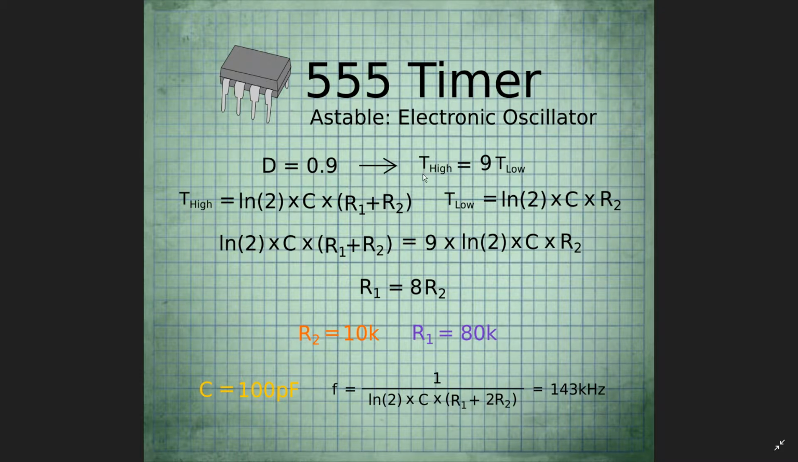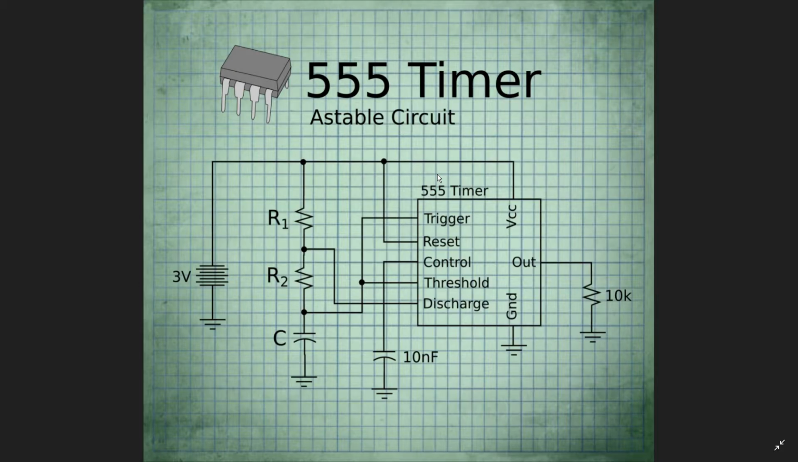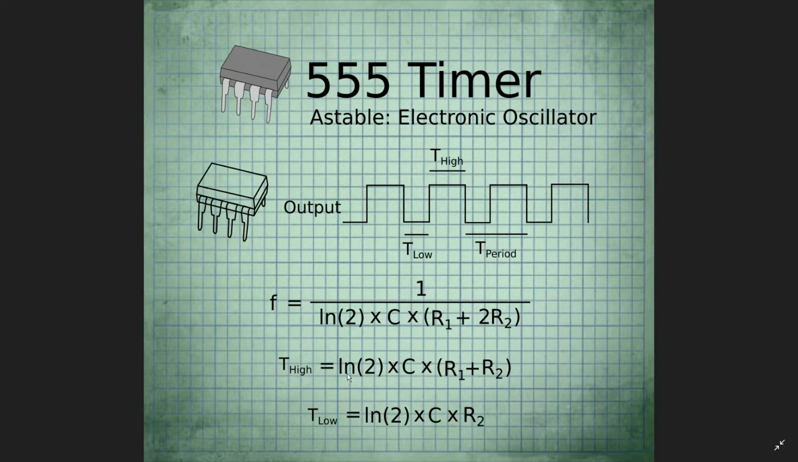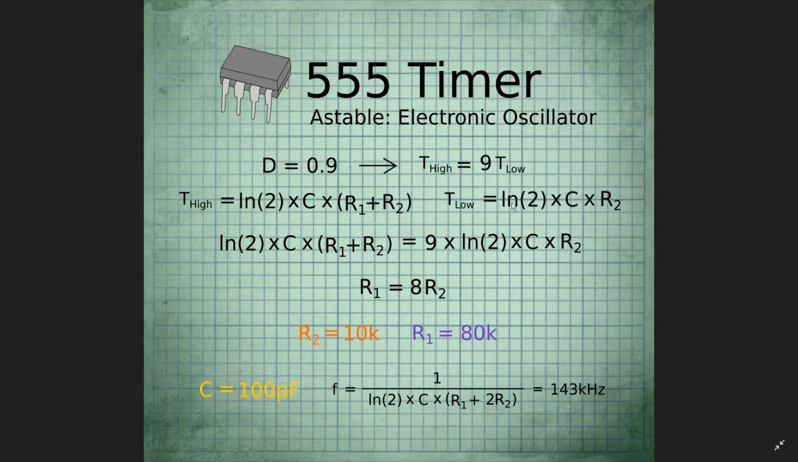Well, I know the amount of time that my wave is high is equal to about 9 times the amount of time that my wave is low. And basically you can think of that as if I split my total period into 10 even sections, then 9 of them would have to be high and 1 of them would be low, so that would give me 90%. So if you go back to the equations, I have an equation for T high, and it's a function of C, R1, and R2, and I have an equation for the low time, which is a function of just C and R2, and those are those same equations right here.